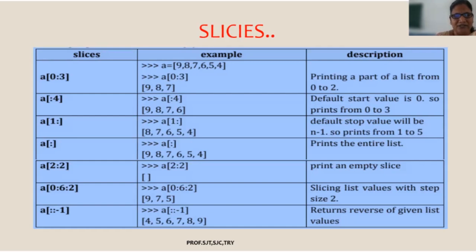A of colon shows the entire list. A of 2 colon 2 will print an empty slice. A of 0 colon 6 colon 2 will slice the list values with step size 2. If I use A colon colon -1, it will return the reverse of the given list values. I hope you understand the slicing concept.